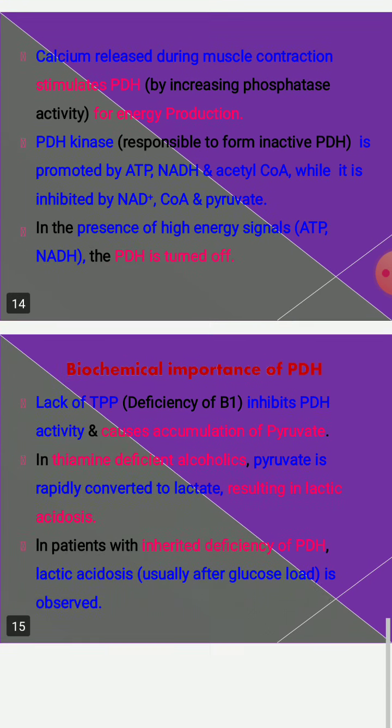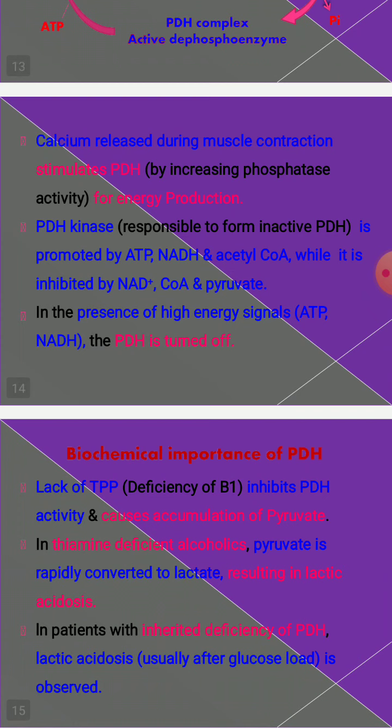So coming to the biological importance, the last slide, the biological importance of this PDH. Lack of TPP, or the deficiency of vitamin B1, inhibits PDH activity, that is pyruvate dehydrogenase activity. Further, it results in the accumulation of pyruvate. So in thiamine deficient people as well as alcoholics, pyruvate is rapidly converted to lactate. So it is not getting converted to acetyl-CoA. If TPP is deficient, pyruvate gets converted to lactate, resulting in lactic acidosis in alcoholic people as well as thiamine deficient people.